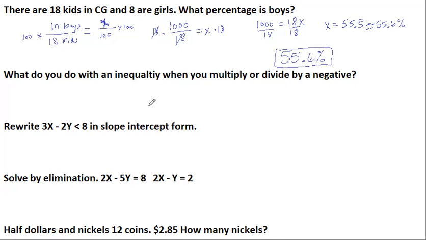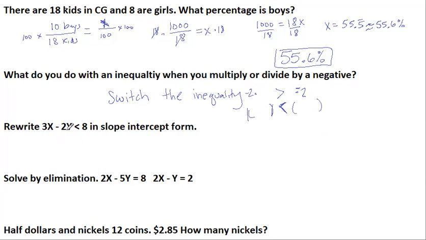What do you do with an inequality when you multiply or divide by a negative? We switch the inequality. So if it's going this way and you are multiplying by -2 on both sides, then you will just keep everything that you have right here that you multiplied, and you will switch this inequality now so that it looks the opposite direction. All right, so let's use that in number 3.